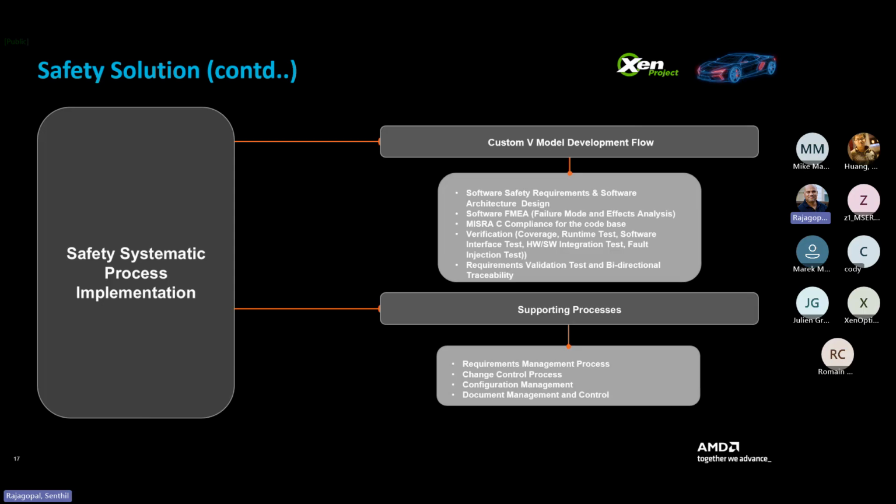So we have the traceability from software safety requirements until the test case and the test results, which is working in a bidirectional way. This is a mandatory requirement for a hypervisor which is being certified for the highest ASIL level. And we have the supporting processes like requirements management, change control, configuration management, and document management.